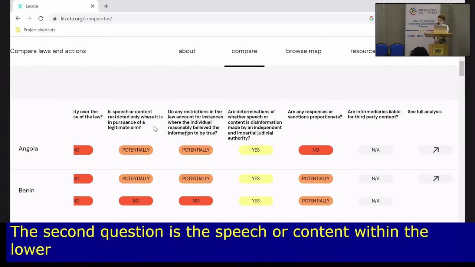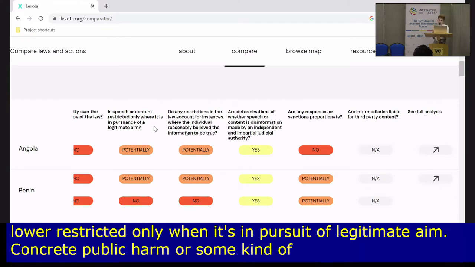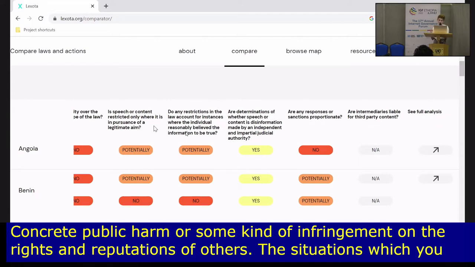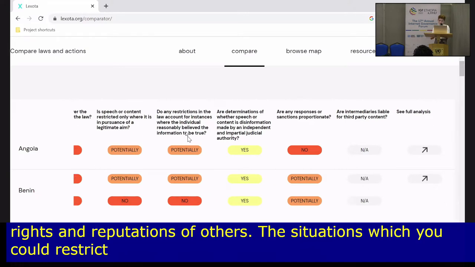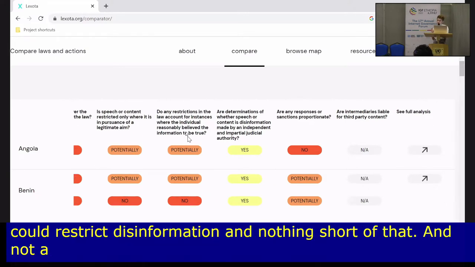So only if that content is going to be causing some kind of concrete public harm or some kind of infringement on the rights or reputations of others. This would be the situations in which you could permissibly restrict disinformation; anything short of that, and it's not a legitimate aim.